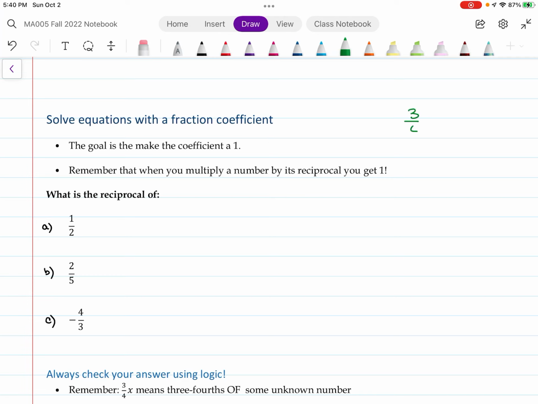So remember, if you have a 3/4 and you need it to be 1, you're going to multiply it by 4/3, right? The reciprocal. So let's talk about reciprocals real quick. What is the reciprocal of a 1/2? 2/5 and negative 4/3. Pause the video, write those down, and see if you get them right. Okay, so that's what you should get for those.